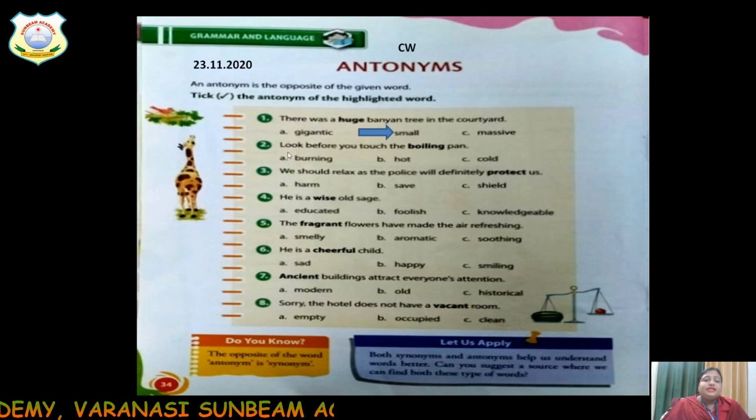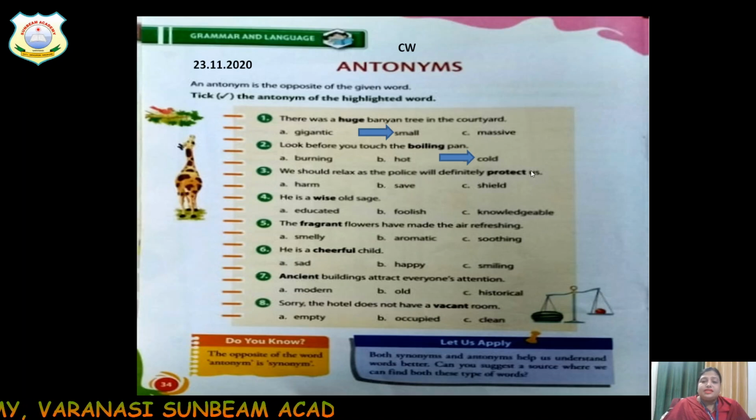Now the next sentence is: look before you touch the boiling pan. Boiling pan means heated pan, very hot pan. So what is the opposite of boiling? Cold. I told you, hot. Hot pan, so hot, cold.